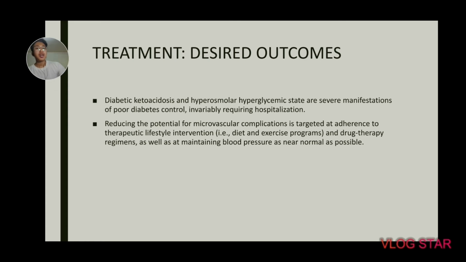Diabetic ketoacidosis and hyperosmolar hyperglycemic state are severe manifestations of poor diabetes control. These invariably require hospitalization, so it's better to stay at the hospital for better control of these states. Reducing the potential for microvascular complications is targeted by adhering to therapeutic lifestyle interventions. These include healthy diets and exercise programs. So it's better to be physically fit or increase physical activity. And then there's also drug therapy regimens, as well as maintaining blood pressure as near normal as possible.